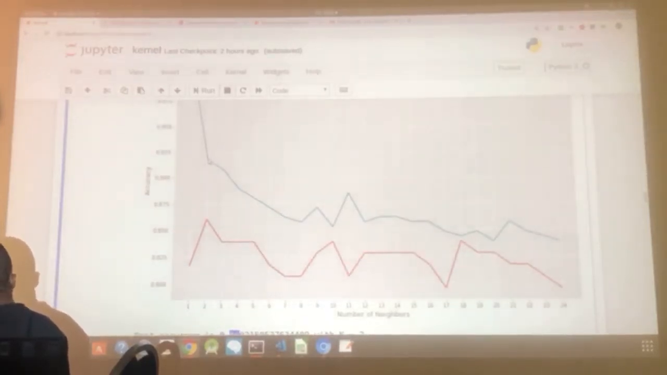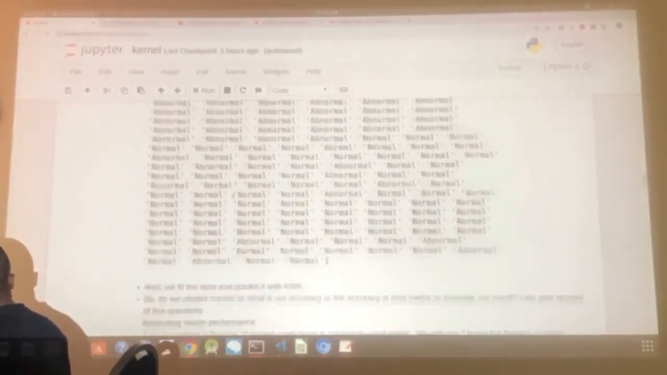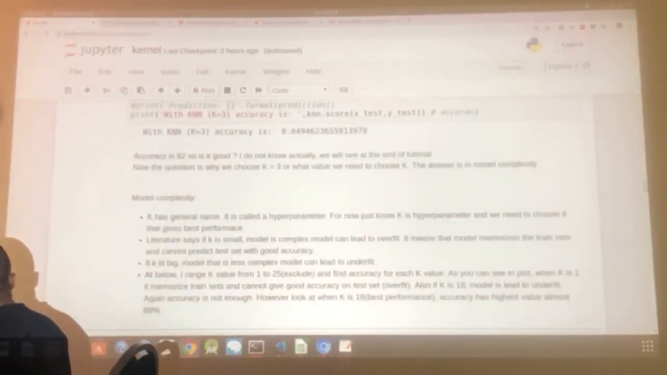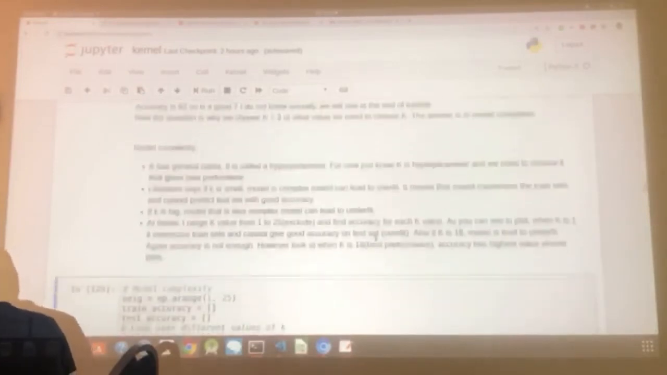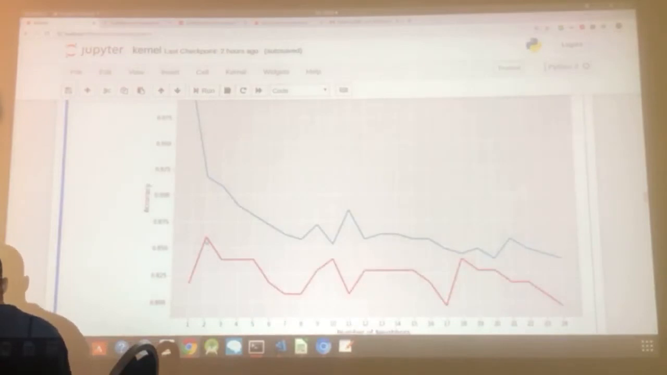Now, I asked a question about overfitting and underfitting. Remember, when the value of k is small, it means what? Let's go back to where it was written. In the literature, it says if K is small, the model is complex and can lead to overfitting. Guys, do you see what's happening here? The best value for K is 2.